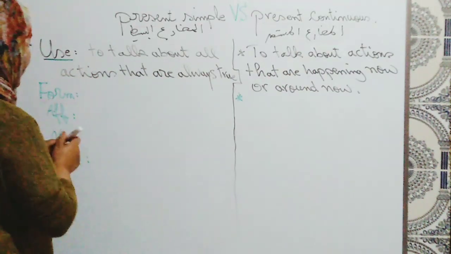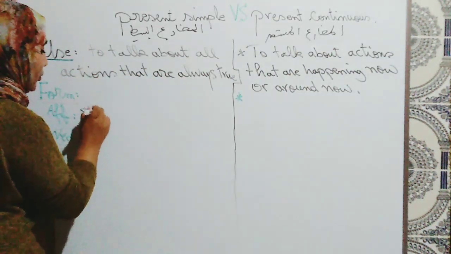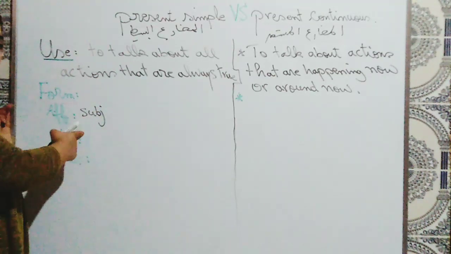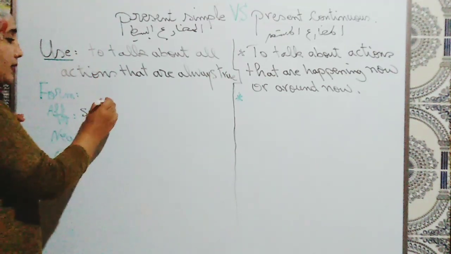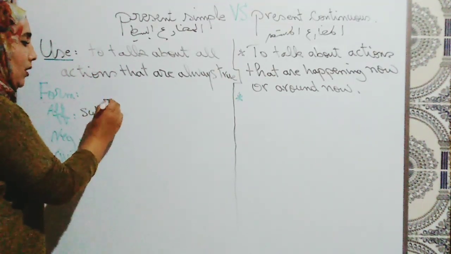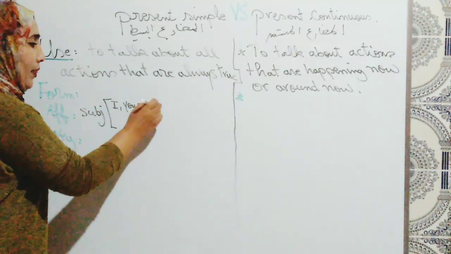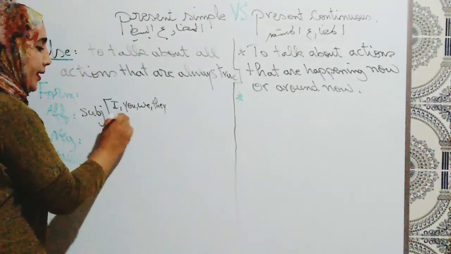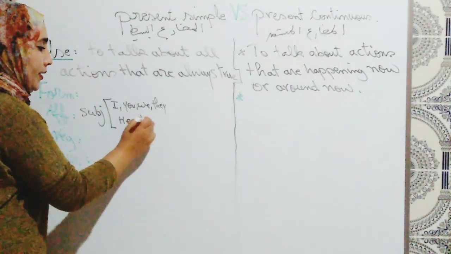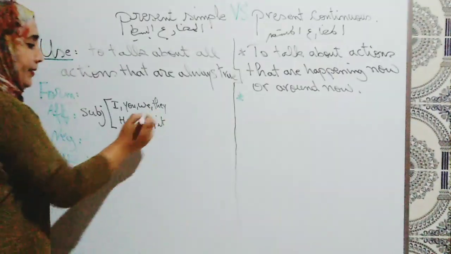We start by affirmative. Here we have the subject. Okay, the subject can be I, you, we, they, or he, she, and it.